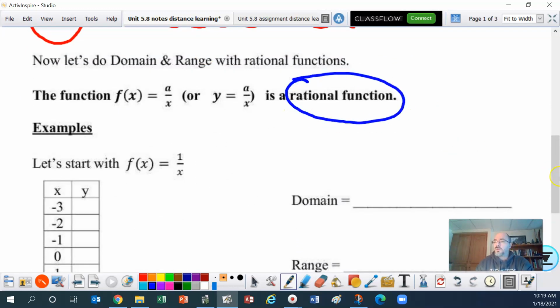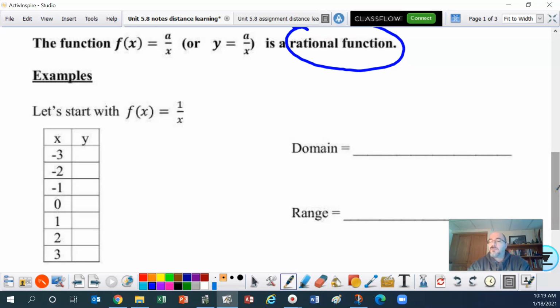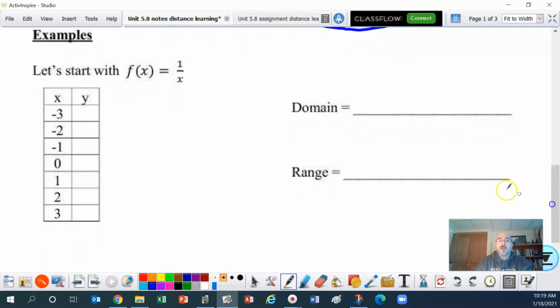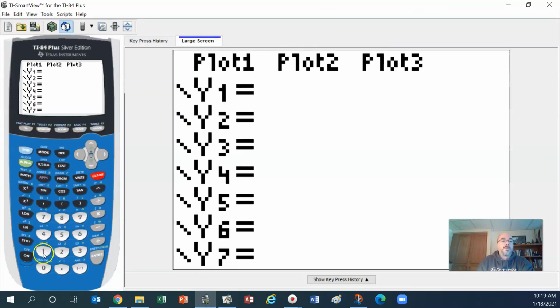What in the world is a rational function? Well, you will notice that in a rational function, the x is in the denominator. So let's go to our calculator and type in 1 divided by x into our y equals. All right, here we go. I'm going to take 1 and divide it by x. Remember, x is next to the alpha button. And now I'm going to go to the table.